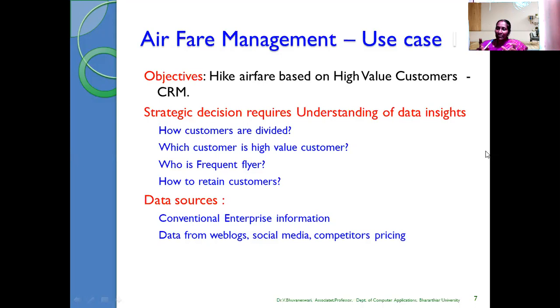So we'll make it inline: what are the customer insights that we would like to infer from the large pool of data that has been generated? The first question will be, how are my customers divided? From which part of the place do my customers come, and what are they booking? Because we have different classifications of airline booking, such as economy class, business class, and so many things. So how are the customers divided in general, and which customer always retains with me, who is a high value customer, and who is my frequent flyer, who uses my flight frequently? And how do I retain customers? Retention of customers is very, very important in all business domains, right? This is the insight required from the large pool of data generated from all these data sources with respect to business.